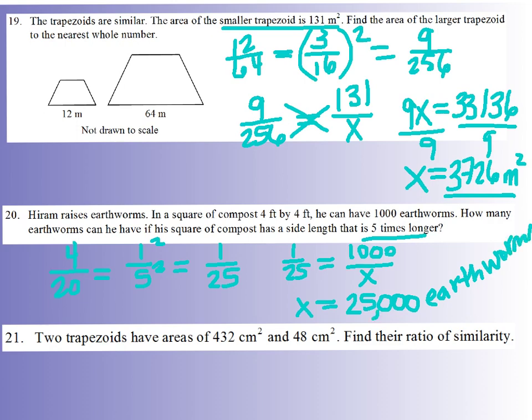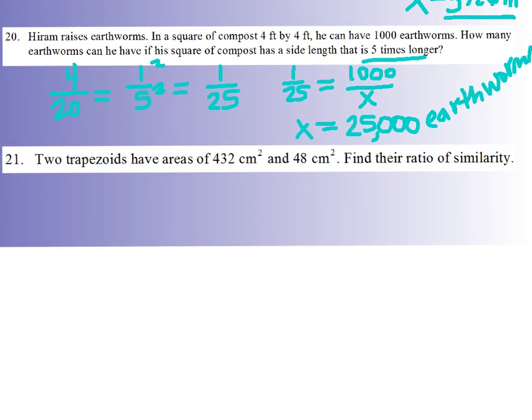All right. Number 21 says 2 trapezoids have areas of 432 centimeters squared and 48 centimeters squared. Find their ratio of similarity. Now remember that ratio of similarity is the same thing as the perimeter ratio. So that's what we're trying to find. So we're going to say 432, since that was the first number given, over 48, and we're just going to reduce this first.